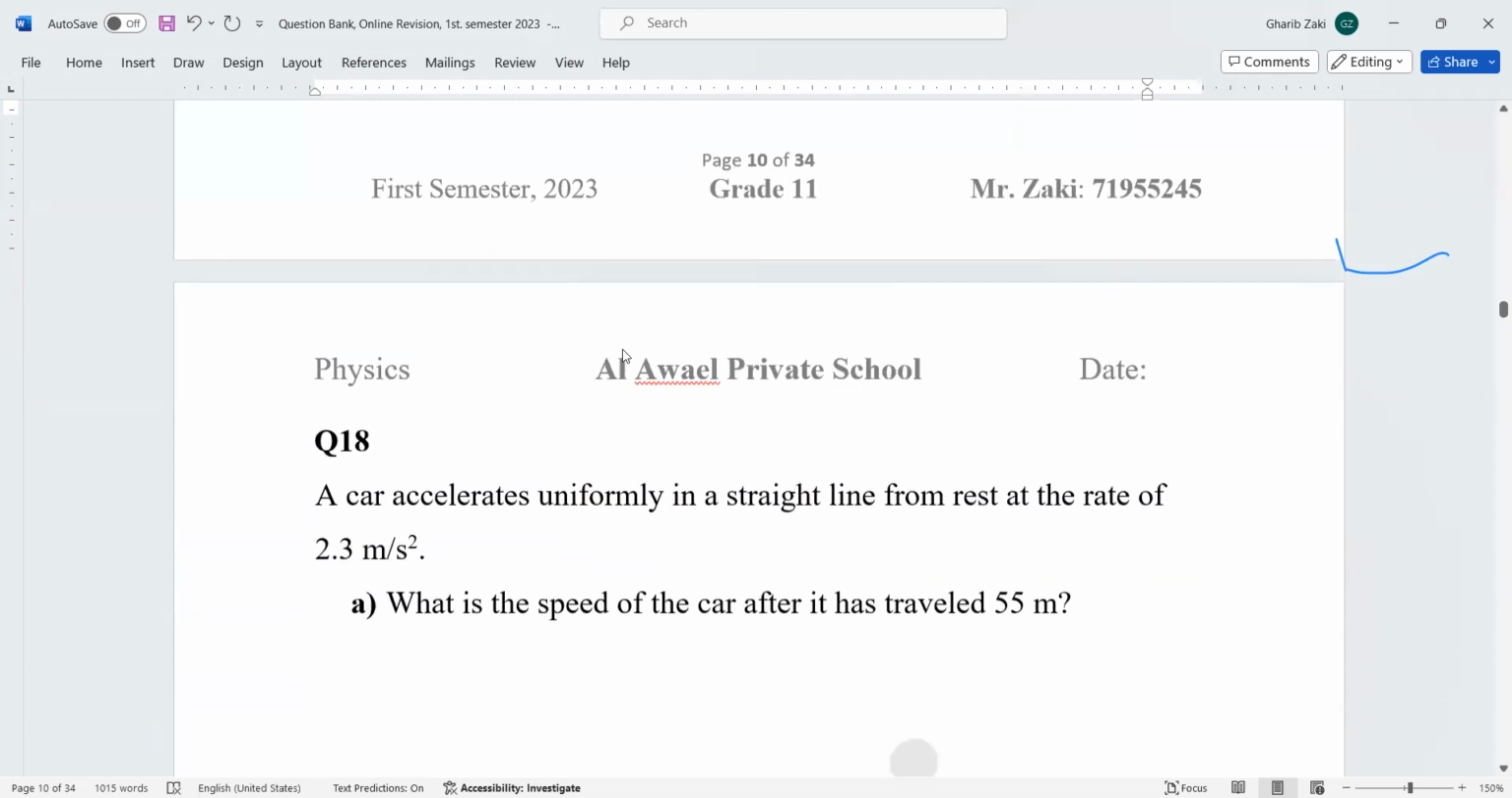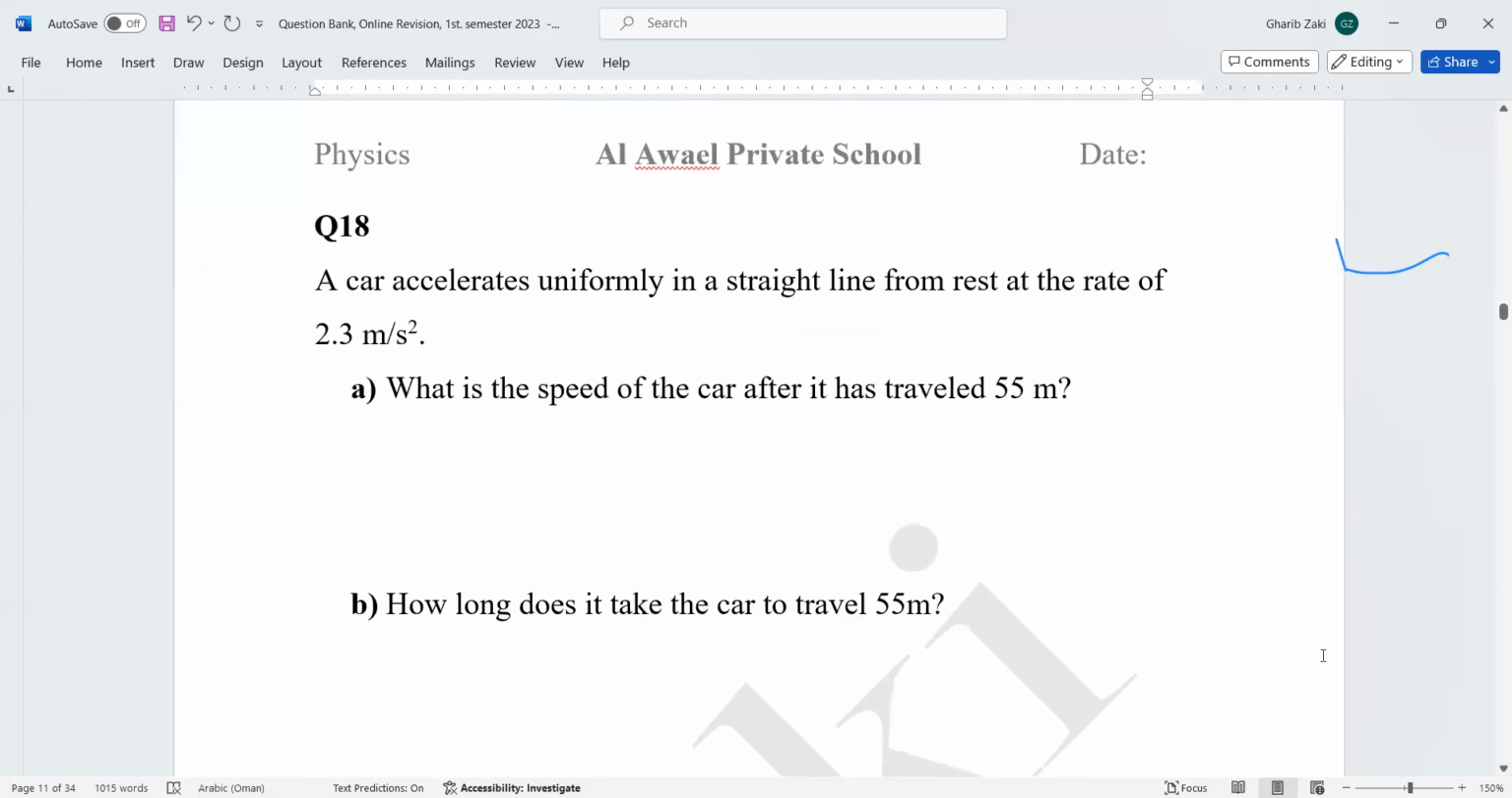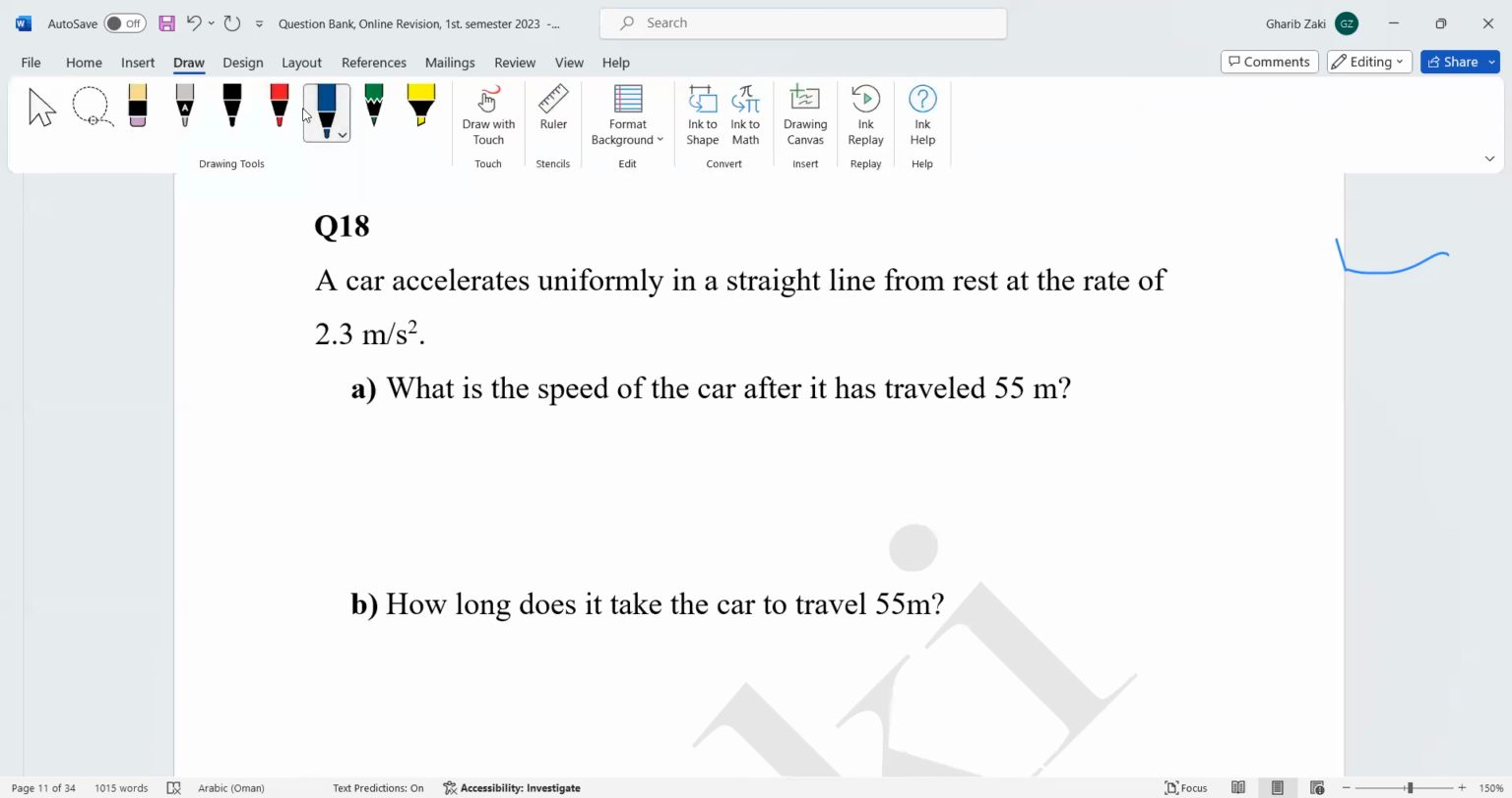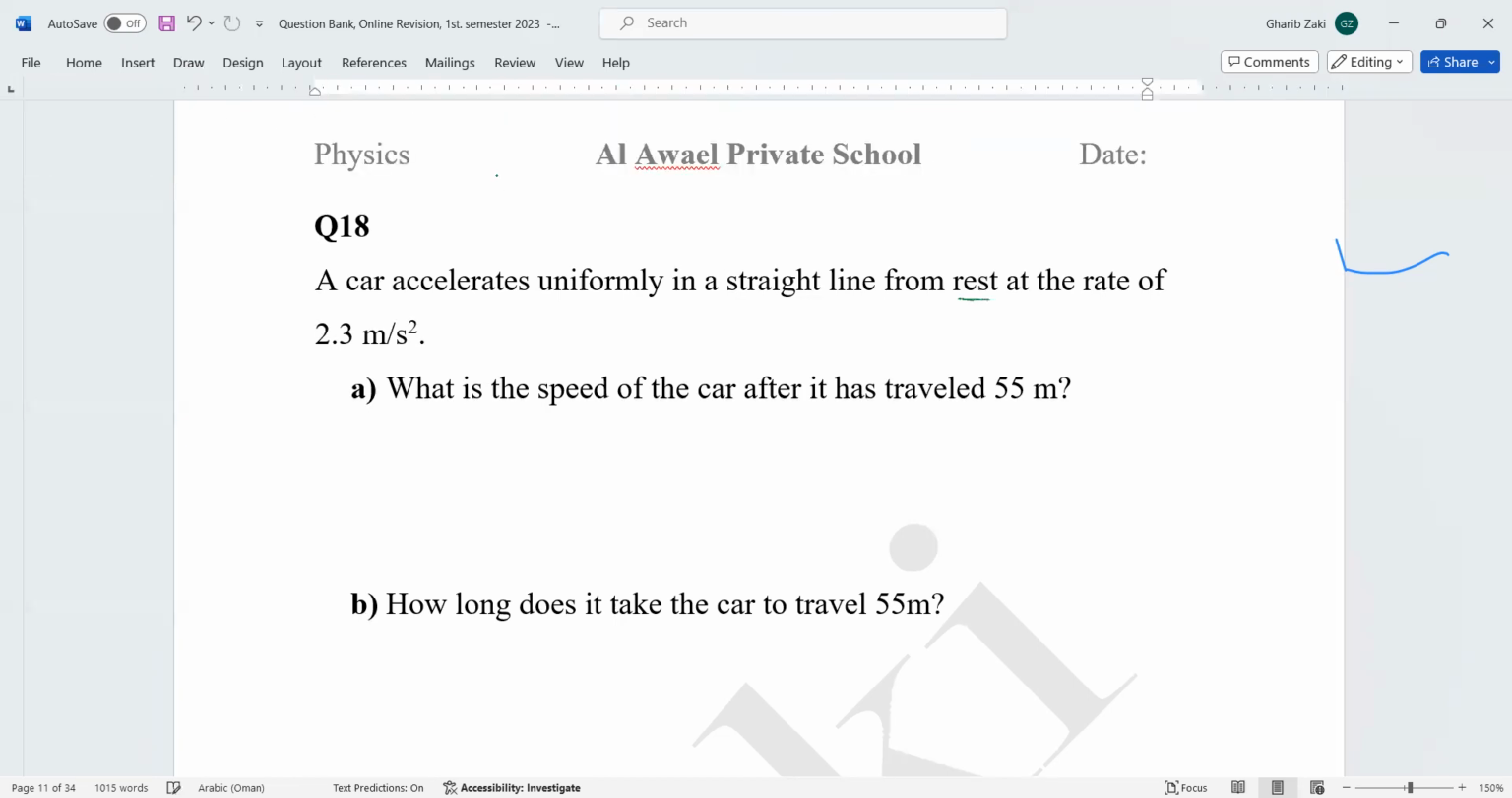Question number 18. A car accelerates uniformly in a straight line from rest. From rest, it means that the initial velocity is 0. Then the given is that the initial velocity is 0, at rate 2.3 meters per second squared. So this is the acceleration. What is the speed of the car? So we need V, after it has traveled 55 meters. So this is S.